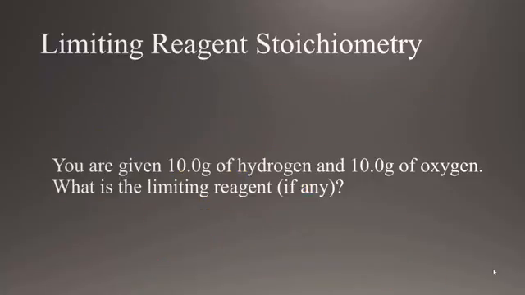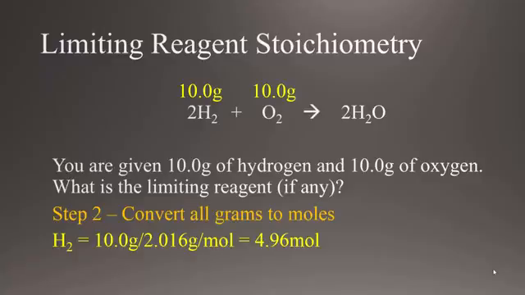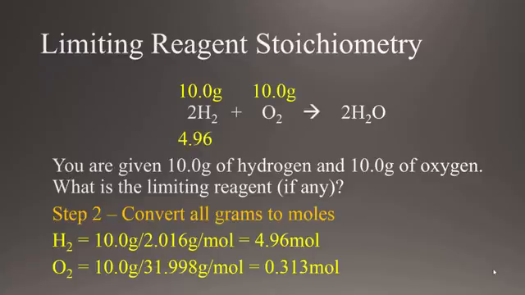So here we go. Suppose you're given 10 grams of hydrogen and 10 grams of oxygen, and you're told you're going to make some water. Is there a limiting reagent? I'll start with step 1. Write out the correct balanced equation. Once again, for my bookkeeping, I like to put the grams above the chemicals. Step 2, I want to convert all grams to moles, remembering that moles equals grams divided by molecular weight. So I do it for the hydrogen, put its value underneath. Do it for the oxygen, put its value underneath.